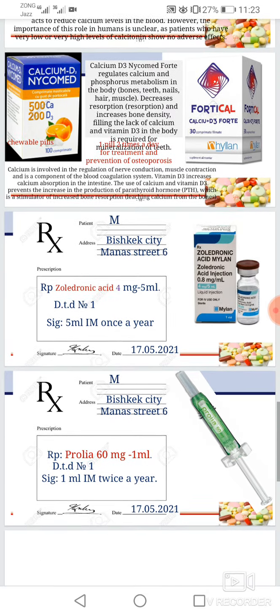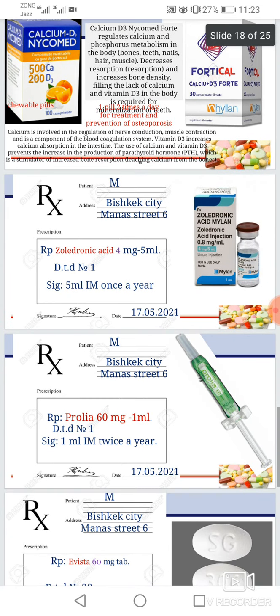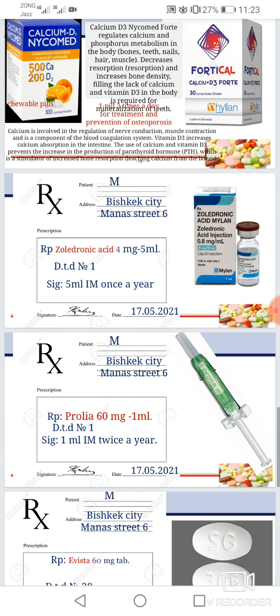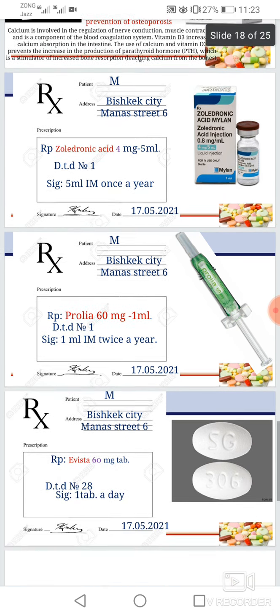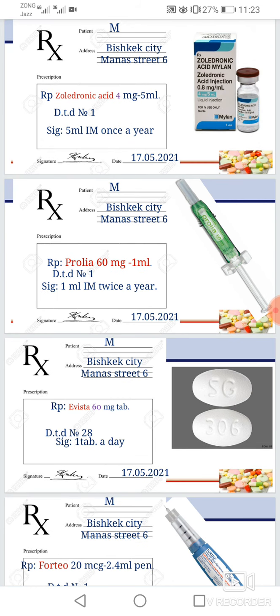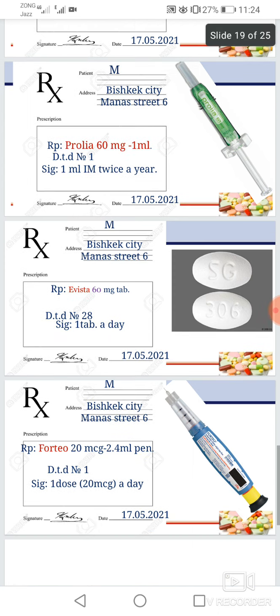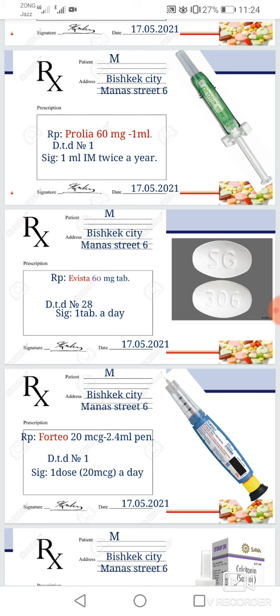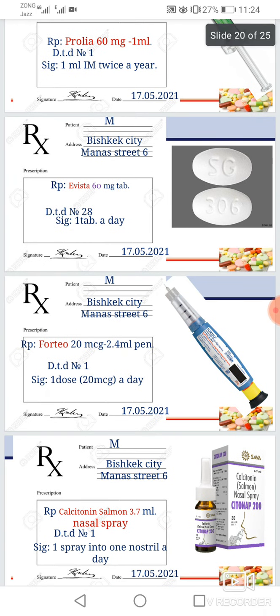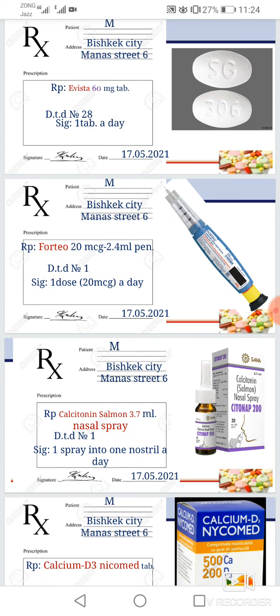And here we have some of the prescriptions given to the patients depending upon their conditions, and by physically examining them, and by having some of their tests. So one of the prescriptions is zoledronic acid 4 to 5 ml, and another is Prolia, which is prescribed 60 mg to 1 ml twice a year. And the other one is Evista 60 mg tablet, and it is given one tablet a day, again depending upon the condition of the patient and how they were physically examined by the physician.